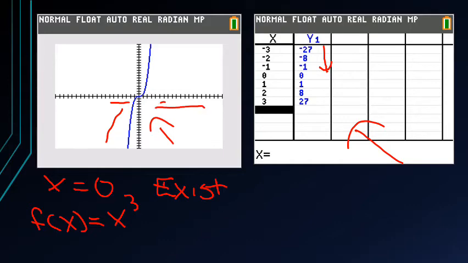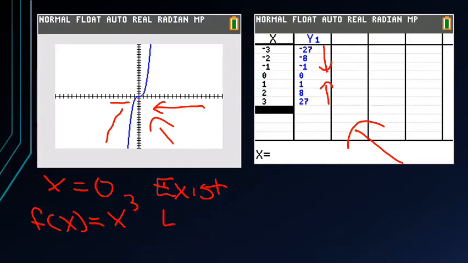Now, coming from the right, I go in the opposite direction. Now I'm coming from this way. Am I getting closer and closer to 0? And we can see that I am. When x is 3, y is 27. When x is 2, y is 8. When x is 1, y is 1. And so we have now met this second test.